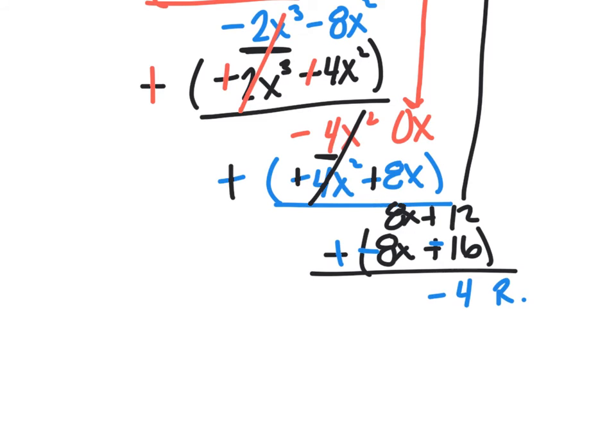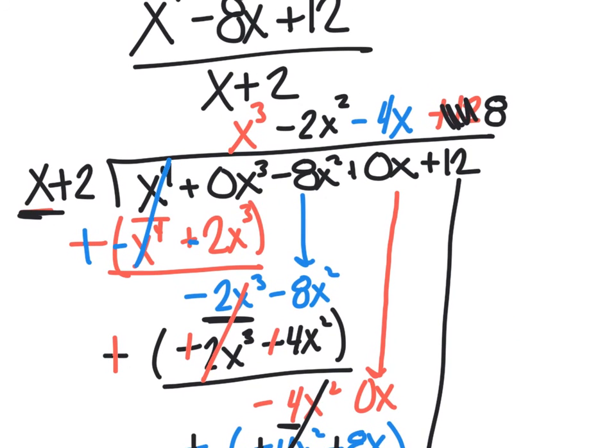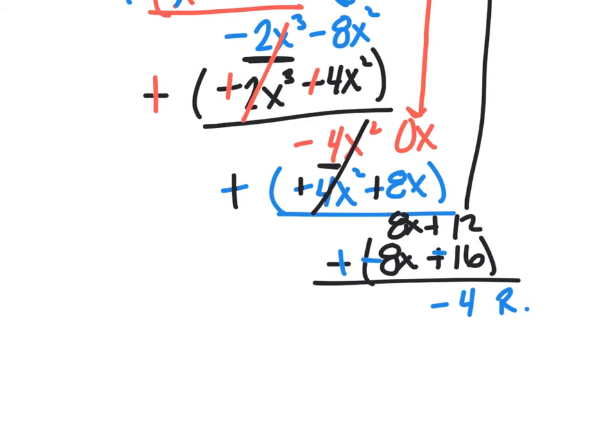So how am I going to write this answer? Well, it's what I got for my quotient, x cubed minus 2x squared minus 4x plus 8.